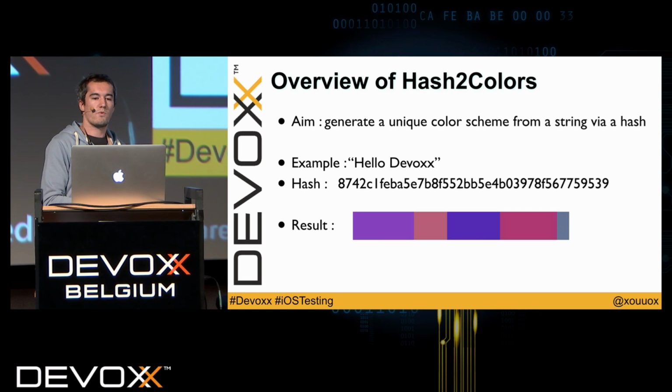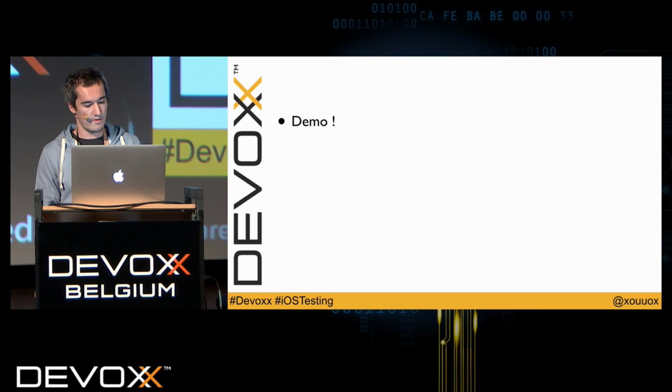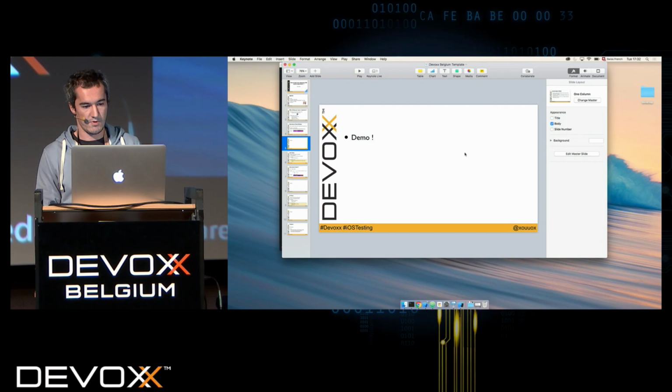So since we are going to write some unit and UI test, we need to have a demo application to run our test against it. So it's named HashColor, and the aim is to generate a unique color scheme from a string via a hash. For example, I take MyDevoxx, I compute the hash, and we get as a result a color scheme. I will explain later how to get this color scheme. So let's go for a demo.